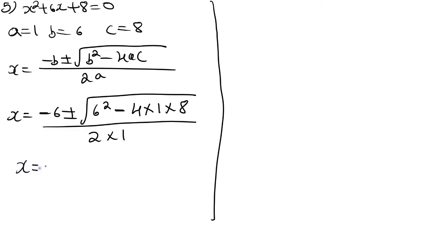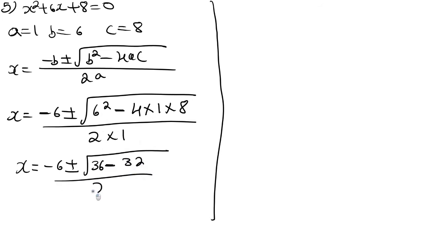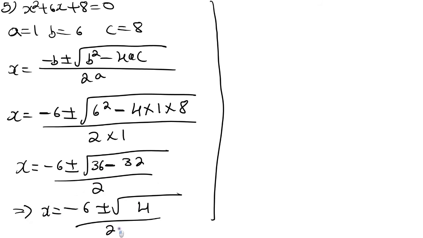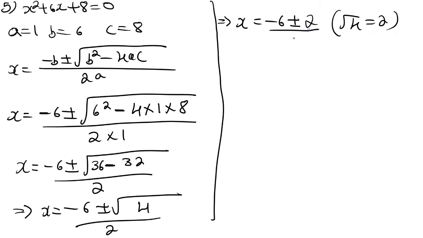So x value equal to minus 6 plus or minus square root of 6 square is 36 minus 8 into 4, 8 4s are 32, divided by 2 into 1 is 2. This implies x value equal to minus 6 plus or minus square root of 36 minus 32 is 4, by 2. Okay, this implies x value is equal to minus 6 plus or minus, what is the square root of 4? That is 2. Square root of 4 is 2, divided by 2.